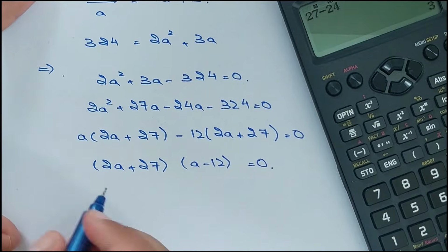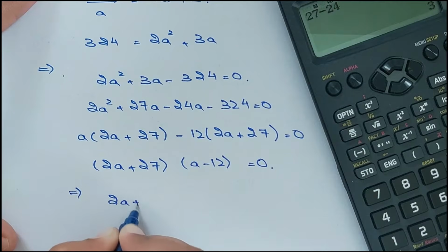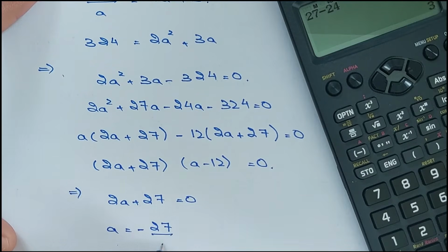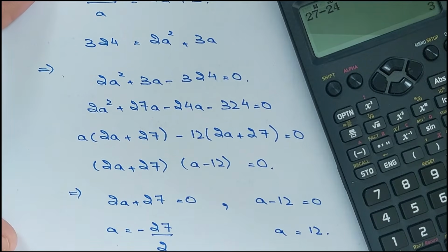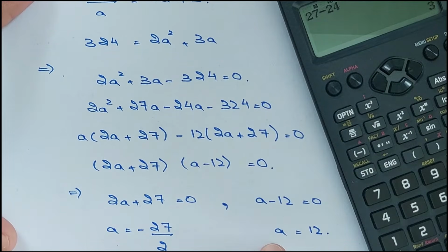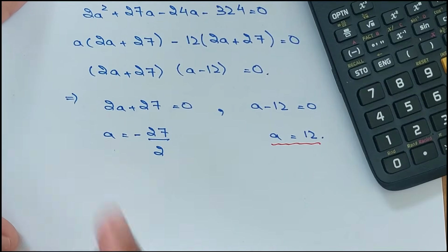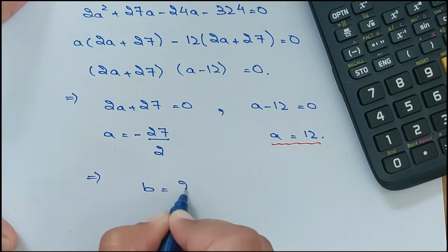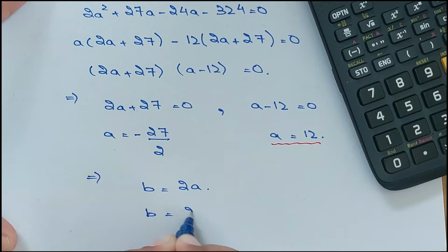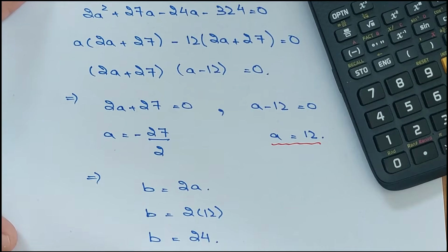Let me solve for the A values. So from here we have 2A plus 27 equals 0. So the A value is negative of 27 divided by 2, and A minus 12 equals 0. So the A value is equal to 12. As we know that A and B both are positive constants, so we have to consider the positive one, which is equal to 12. Right, so when A value is 12, just substitute into the first equation. We can solve for B. So from here B would be equal to 2 times A. So B would be equal to 2 times 12. So B value is equal to 24, the positive constant. Yes.